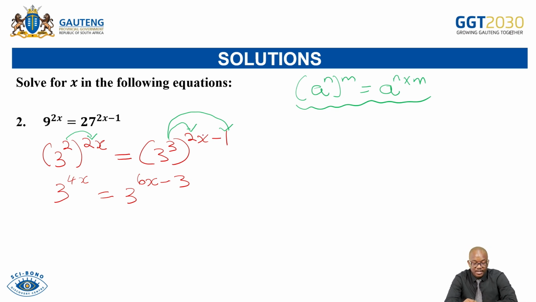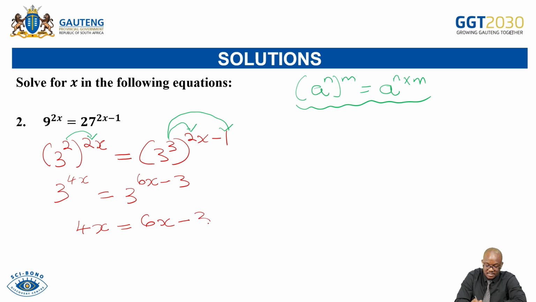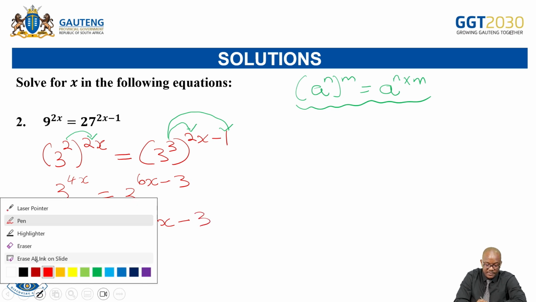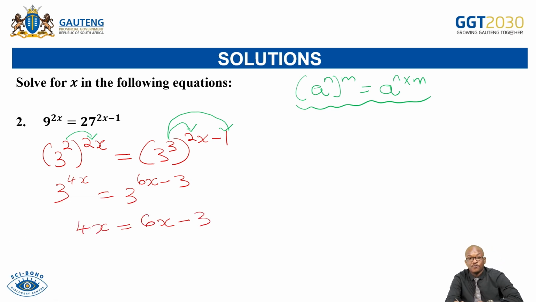3 multiplied by 2x is 6x, and 3 multiplied by negative 1 is negative 3. Now that the bases are the same, we are going to equate the exponents, which is 4x equal to 6x minus 3. Then now we have to solve for x. Remember, the bases were the same, then we equated the exponents. The exponent on the left-hand side is 4x, and the exponent on the right-hand side is 6x minus 3.